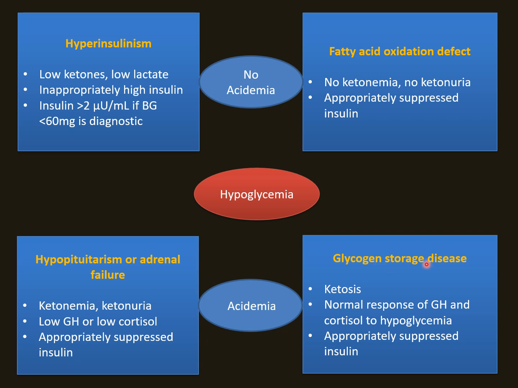The other cause is glycogen storage disease. It will be associated with ketosis, and you will see here the growth hormone and cortisol levels will be high, or elevated, in response to the hypoglycemia, and the insulin level will be appropriately suppressed.